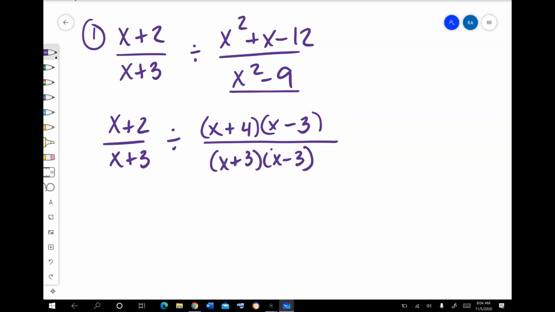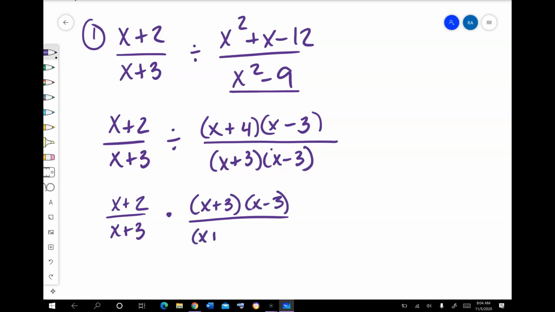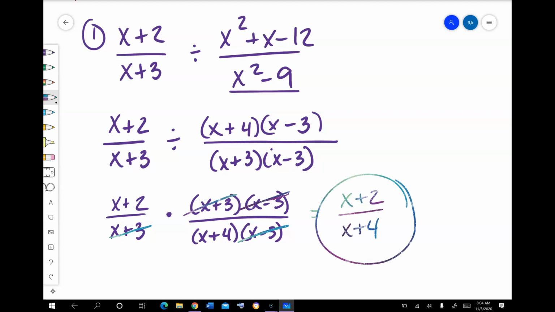So you've got to do keep, change, flip. We're going to keep the first one, change division to multiplication, and flip the last one. Okay, so keep, change, flip. Now we're going to cancel out like stuff. I've got an x + 3, x + 3, x − 3, x − 3. Smush what you have left, which is (x + 2)/(x + 4). And that's my answer. So it's the same thing we've been doing. We just added one extra step.